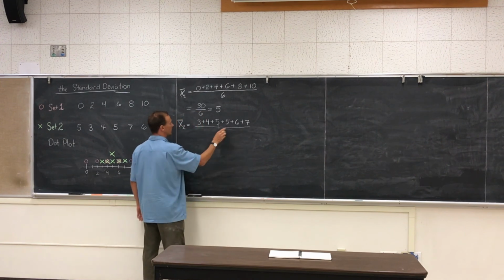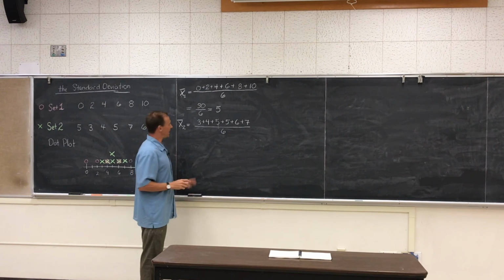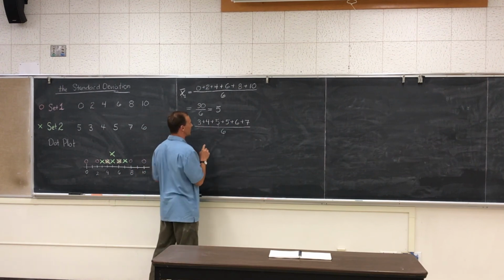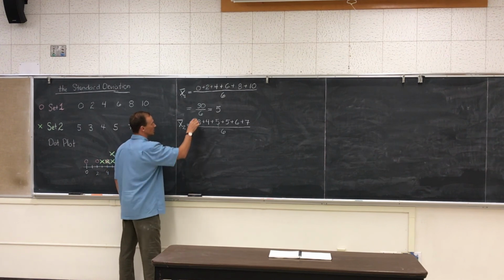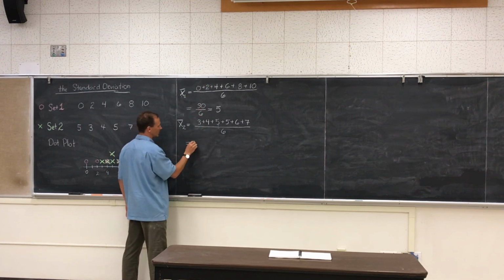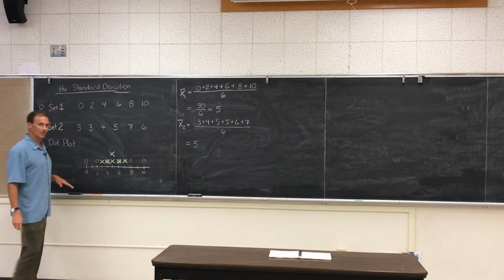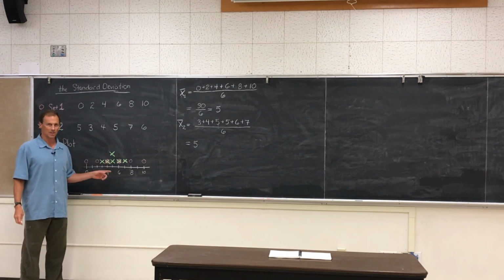And again, we have 6 data values. So let's add, look at this. I see a 10. Oh, there's another one and another one. That's 3 10s. That's 30. Wait a minute. We already said that 30 over 6, that's 5. So what did we just find? These two data sets have the exact same mean.